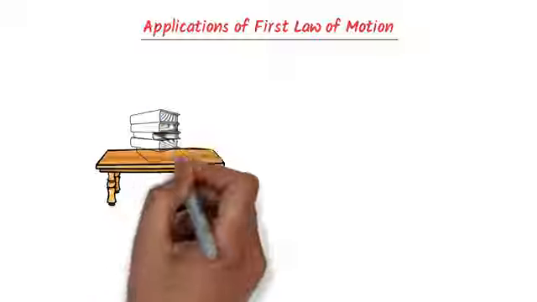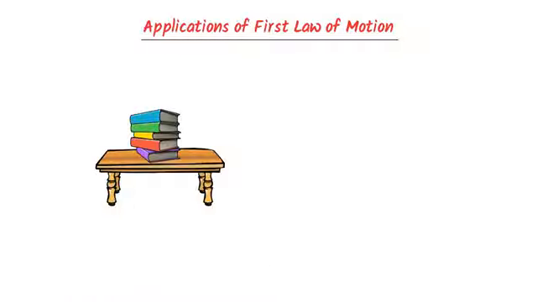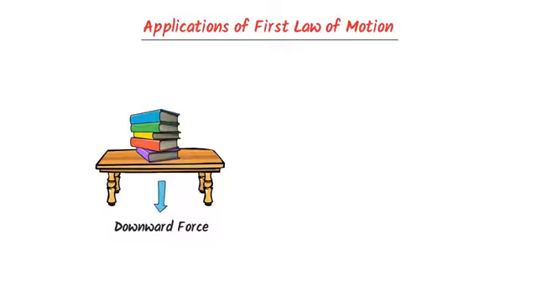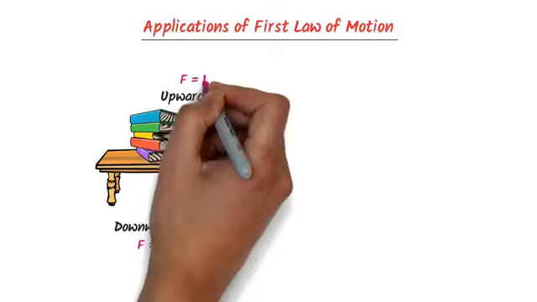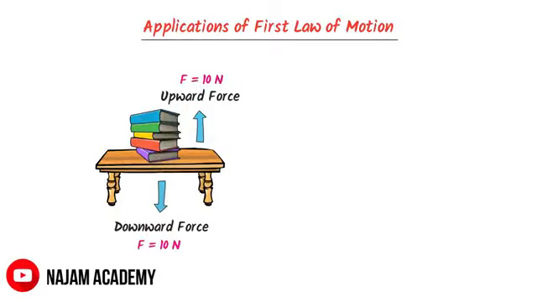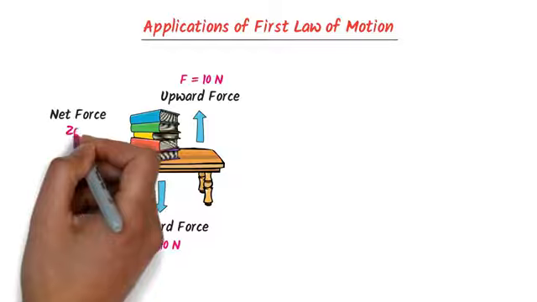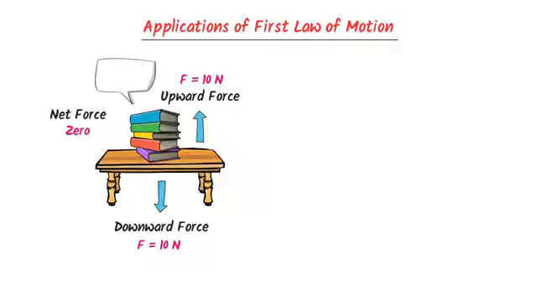Consider some books present on the table. We know that these books are experiencing the downward force of gravity. Let this be 10 Newton force. At the same time, the table is exerting upward force on the books. Let this also be 10 Newton force. Now let me ask you, what about the net force on the books? Well, the net force on the books is 0, so we say that these books are at rest, which is the natural state of the books.